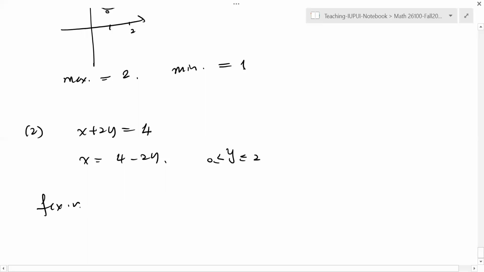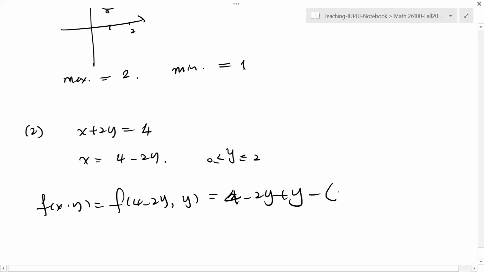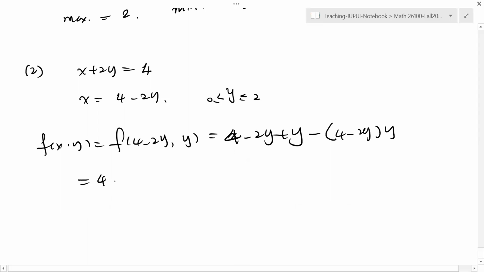So f(x,y) is going to be f(4 minus 2y, y). So here's x plus y: x is 4 minus 2y, plus y, minus x times y. So it's 4 minus 2y and y. Let's multiply this out, okay? So it's going to be 4 minus y minus 4y plus 2y squared. So that's 2y squared minus 5y plus 4.